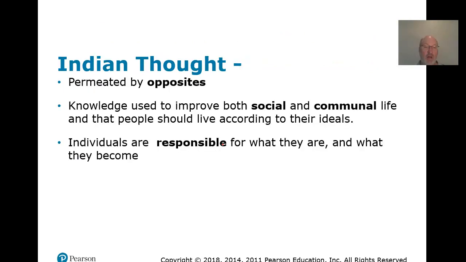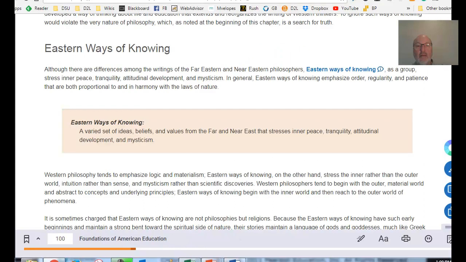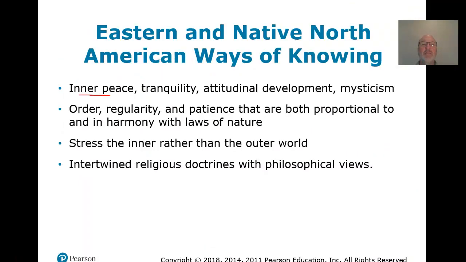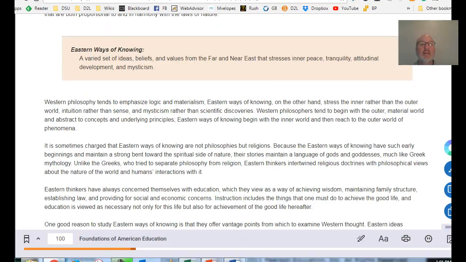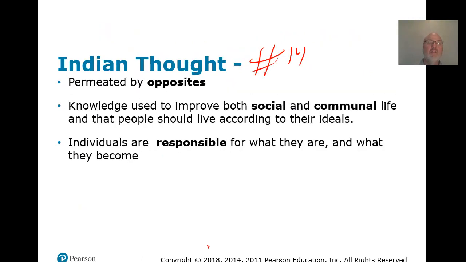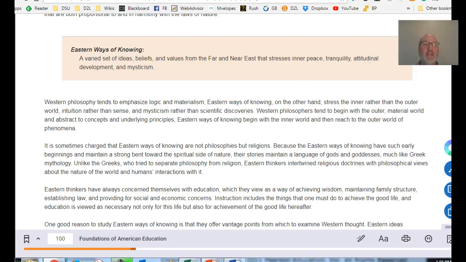So, first of all, on Indian thought, this will be number 14 from the textbook. Right here. Well, first of all, Eastern ways of knowing. Let me back up to that and have you bring that in. So we'll make this number 14. And I want the official definition from the textbook there. And then this is 14. And this is now 15. And that came from right here.